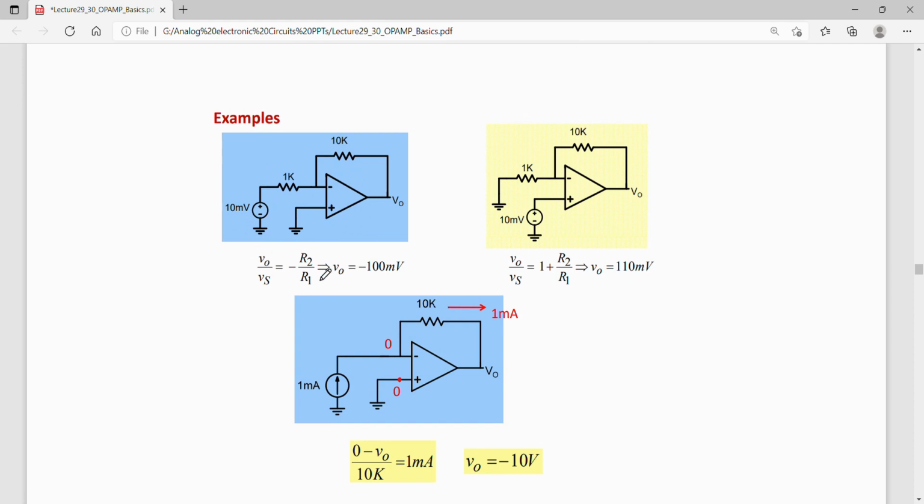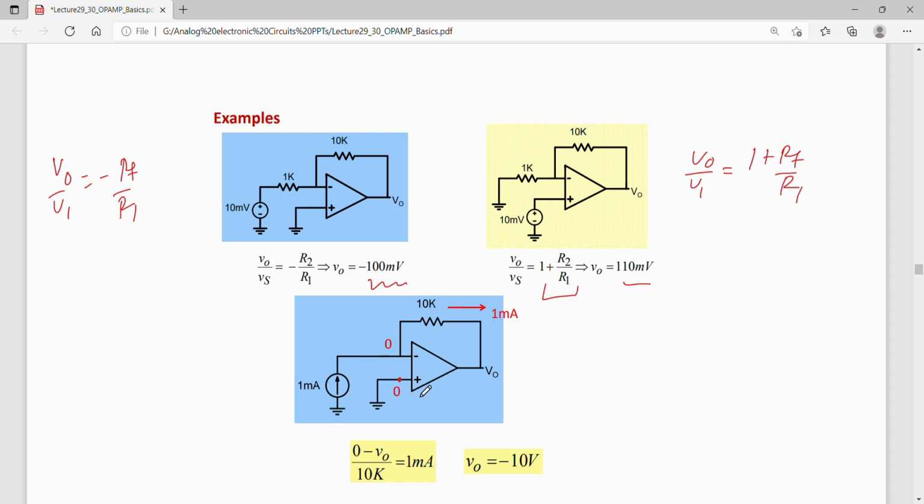Let us say we want to find the gain, or the output, of this circuit. Vs is 10 millivolt, and since this is an inverting pair, V0 by V1 will be minus RF by R1. RF is 10, R1 is 1K. Plugging in all these values, you get the output as minus 100 millivolts. Similarly, this is a non-inverting pair, so V0 by V1 would be equal to 1 plus RF by R1, which we have already calculated. RF and R1 are given, so one can find the output as 110 millivolts.